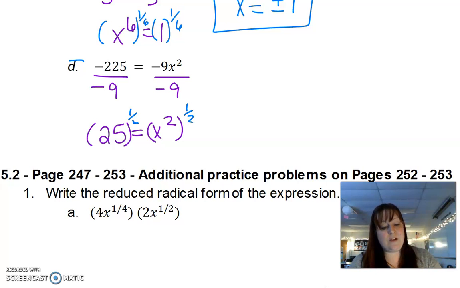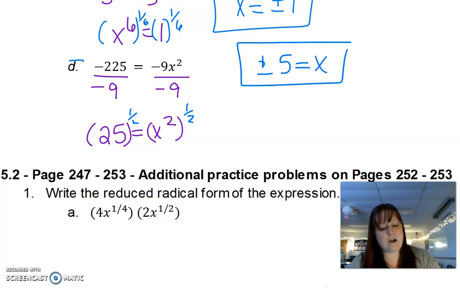The square root of 25 is plus or minus 5. Since this was a positive root, 5 squared could have been 25, or negative 5 squared could have been 25.